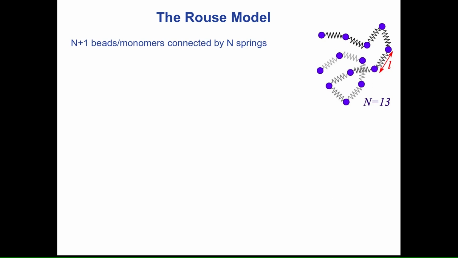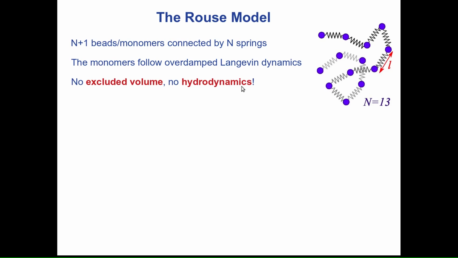Beads, or monomers. There are N plus 1 and they are connected by N springs, like illustrated here. The model is very simple. The monomers follow overdamped Langevin dynamics. And there is no excluded volume, there is no hydrodynamics. We'll discuss these effects a bit later.